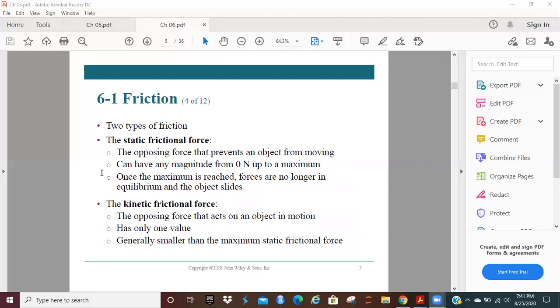You've also got the kinetic friction force. This is unlike the static force, which is present whenever the object has yet to move. The kinetic frictional force is the opposing force that acts on an object that is already in motion. It just has one value, it doesn't change. And generally, the kinetic friction force is going to be smaller than the static.